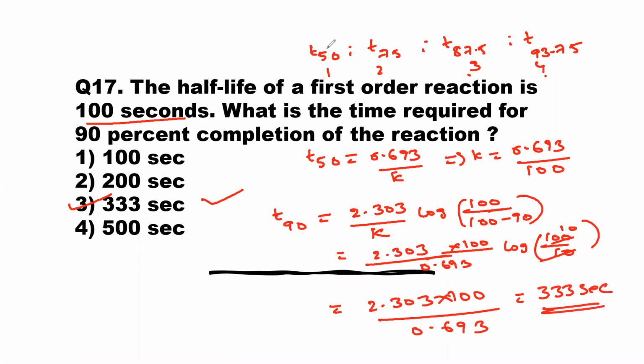So for the complete exam, you can go for the shortcut method. We already know T50, T75, T87.5, T93.75, for first order kinetics is very, very important. It is only applicable for first order reactions. They are in the ratio of 1 is to 2 is to 3 is to 4. So if T50 is 1, then T93.75 is 4 and T87.5 is 3. Since T50 is given as 100 seconds, this should be 300, this should be 400.